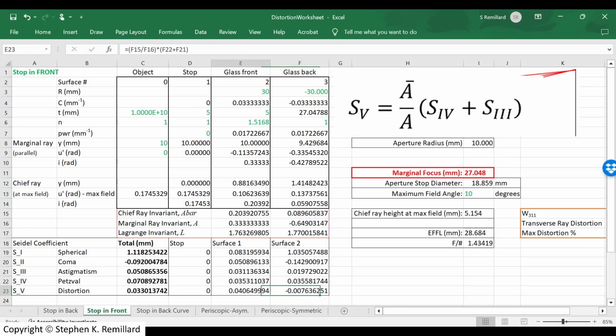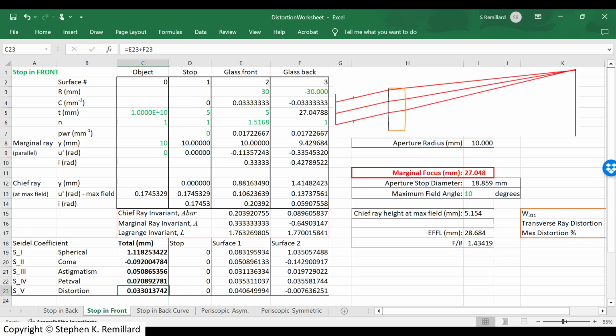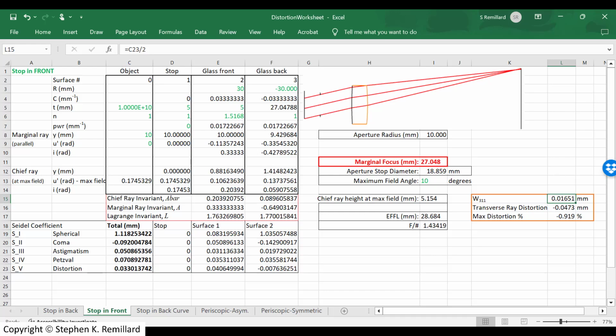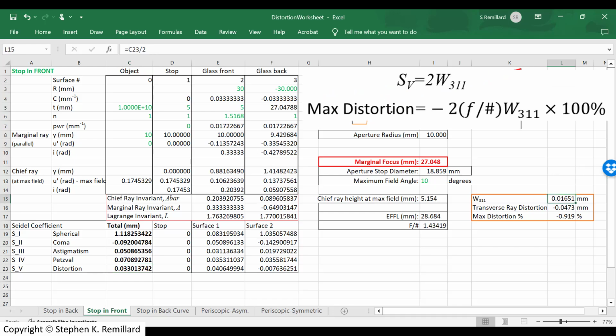The distortion at the front glass surface is calculated using the astigmatism plus Petzval curvature Seidel coefficients, then scaled by the ratio of the invariants. And it's done at the back surface as well, and then they are added together to give the total distortion coefficient. The wavefront aberration coefficient for distortion is calculated using cell C23, which is the Seidel coefficient, divided by 2.